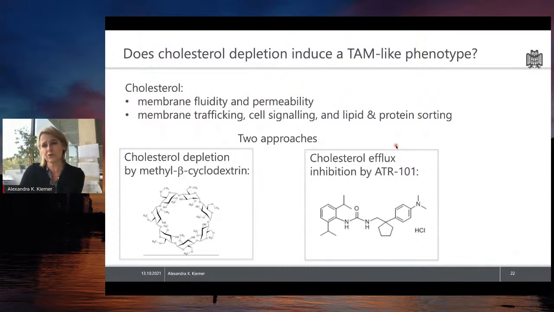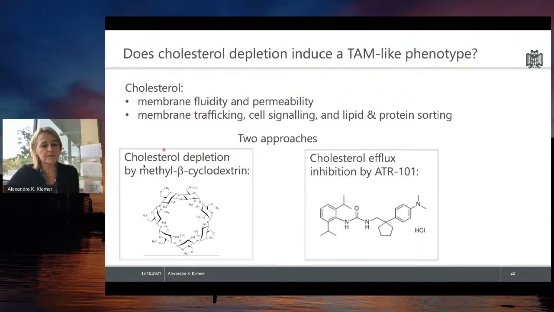So the question was, of course, is it just that they have different cholesterol levels? Who cares? Does it really have any impact on the phenotype of these cells? Cholesterol is known to affect membrane fluidity, permeability, trafficking, cell signaling, lipid protein sorting, so lots of functions in the cell. And so we started to characterize the role of cholesterol depletion in affecting the phenotype.